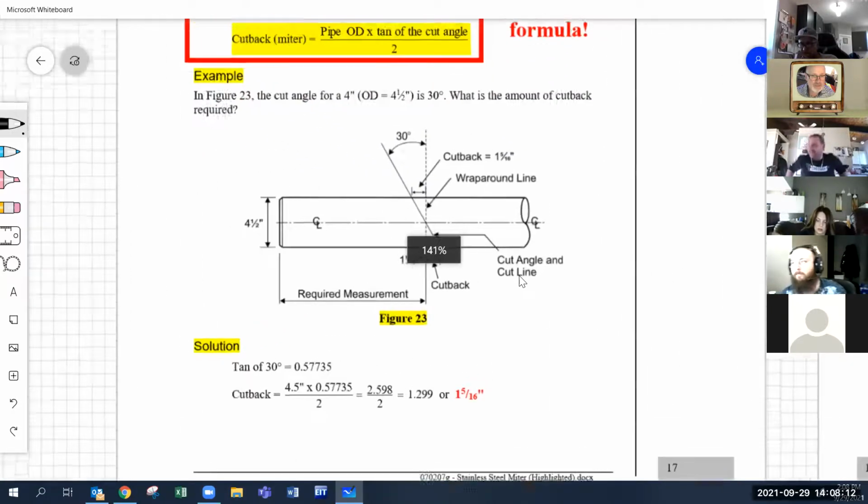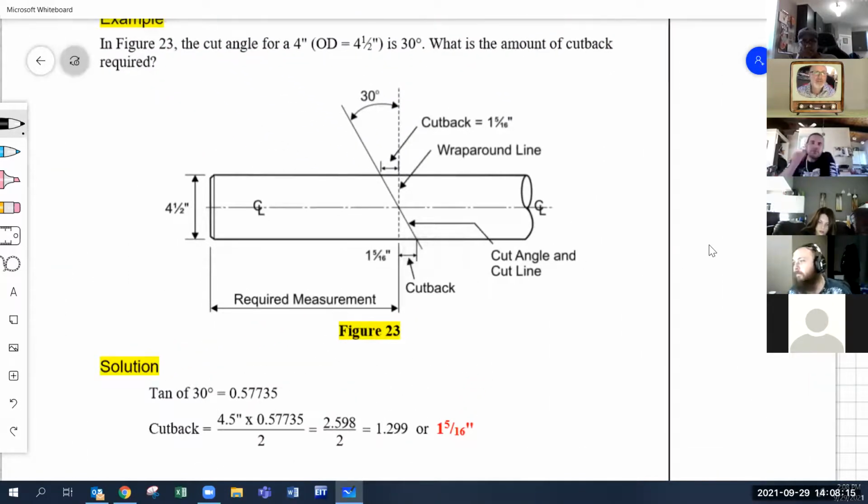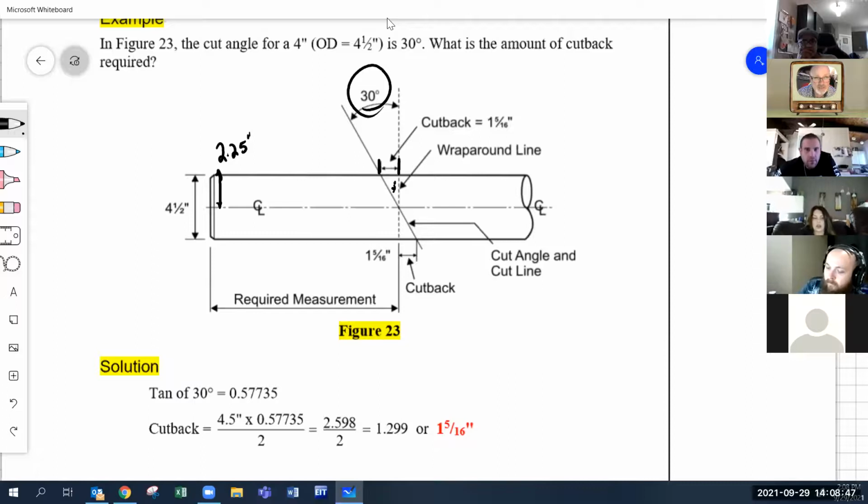Now, in this situation, we want to know this cutback distance, and we can calculate that using trigonometry. As you can see, this is a 30-degree angle in here, so this is 30 degrees right here. We know this distance right here because this overall is 4.5, so that's going to be 2.25 with a 30-degree angle. So we can figure out what the cutback distance is just by using trigonometry.